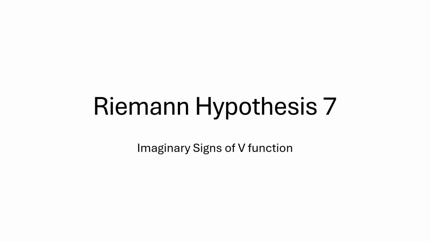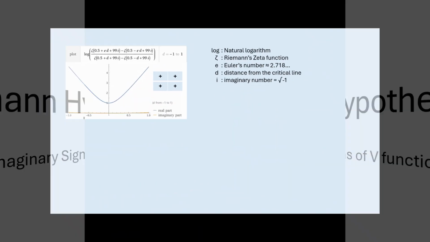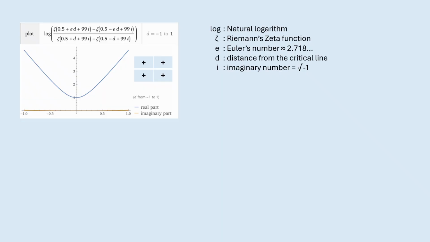In this video we will explore other variations of the V function by changing the sign of imaginary parts involved in the function. Let's recall what the V function is from the previous video. It's a combination of four Riemann zeta functions as shown in the diagram.